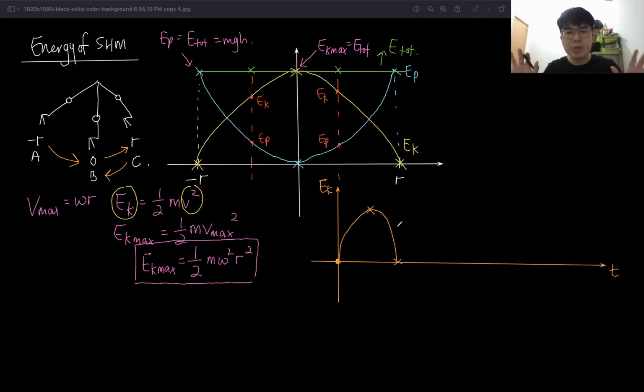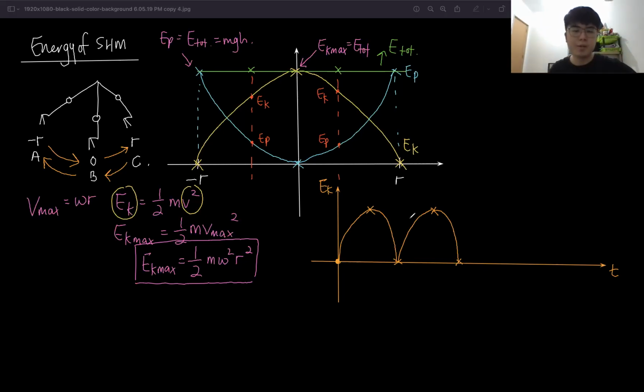Because energy is a scalar quantity, it doesn't have a sign, so I will just draw everything above the x-axis. This one stays above and increases to the maximum again. And finally, from B swinging to A, it decreases again down here. Let's stop here. We have swung from A to B, B to C, C to B, and B to A, back to the starting position.